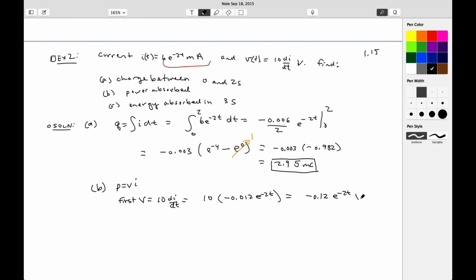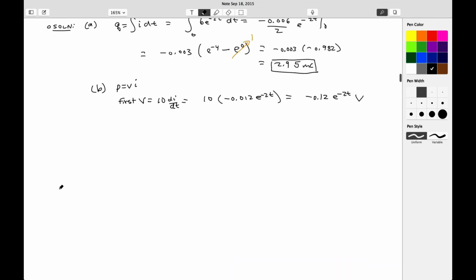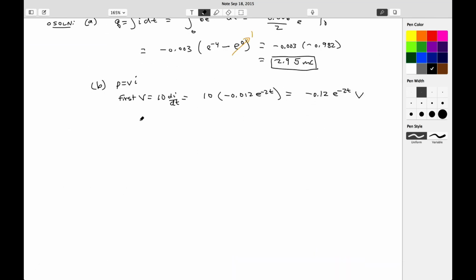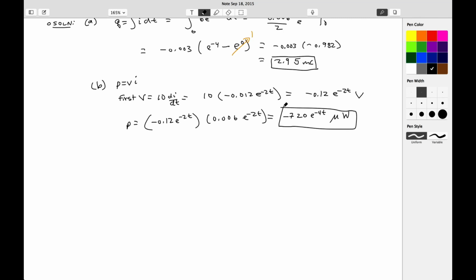2t volts. All right, so then all I've got to do is take power, power is equal to voltage times current, which is equal to negative 0.12 e to the minus 2t multiplied by 0.006 e to the minus 2t, which is equal to negative 720 e to the minus 4t microwatts. All right, milli times milli is micro. All right, and now finally part C.